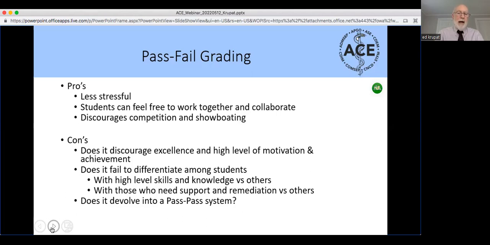Another con about pass-fail grading is, does it fail to differentiate among students? Maybe somehow we want to know. Maybe there's a value in knowing that some students are doing very well, better than others, or perhaps even more importantly, that we have to know which students are struggling. And if everybody's passing, my experience at my former institution was that it was kind of a pass-pass system rather than a pass-fail system.